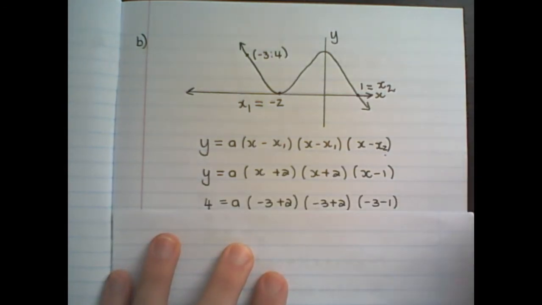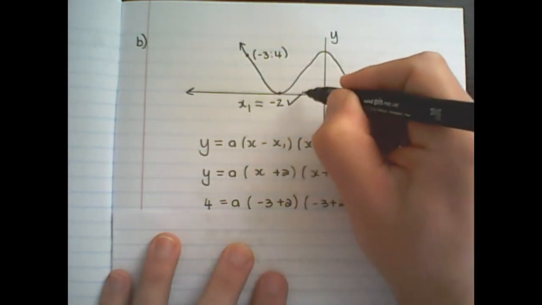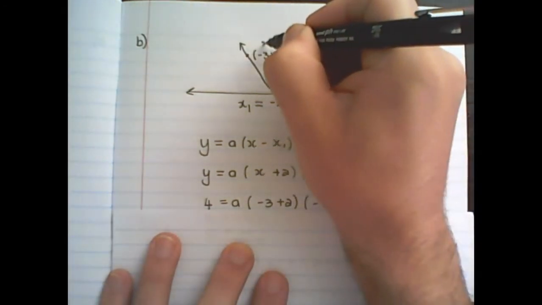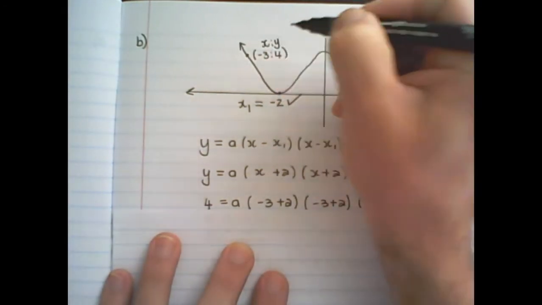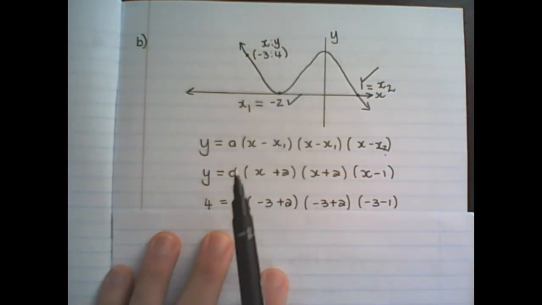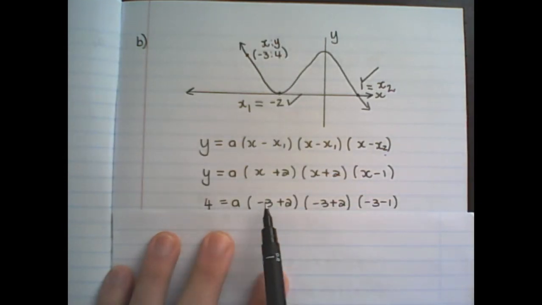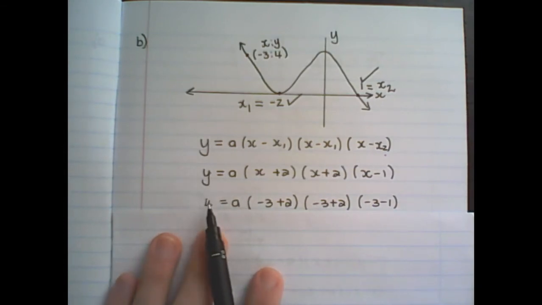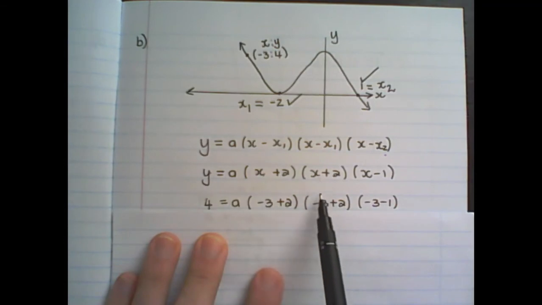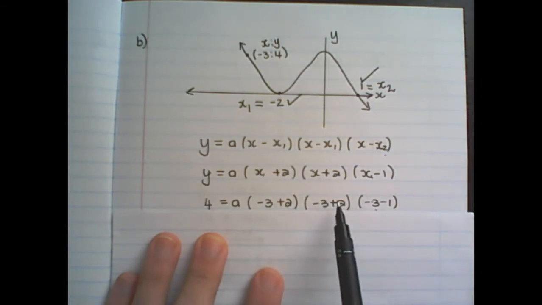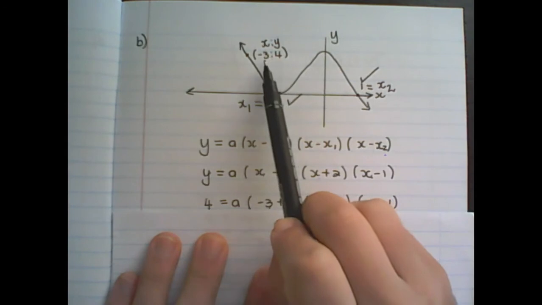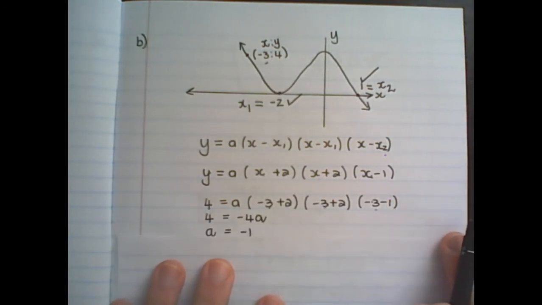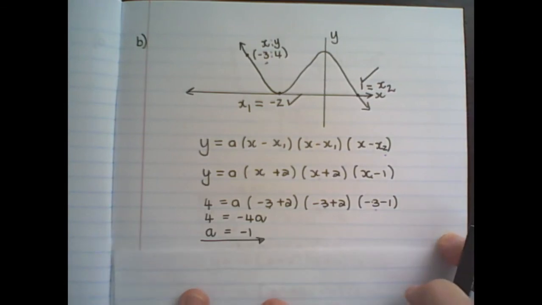Now I need to find the value of a. So I've used the -2 and I've used the 1. I'm now going to use the coordinate and substitute the x and y value of the coordinate into the equation in order to solve for a. So I replace y with 4 and all of the x's with -3. This -3 represents the -3 given there. I multiply out, and I find that a is equal to -1.